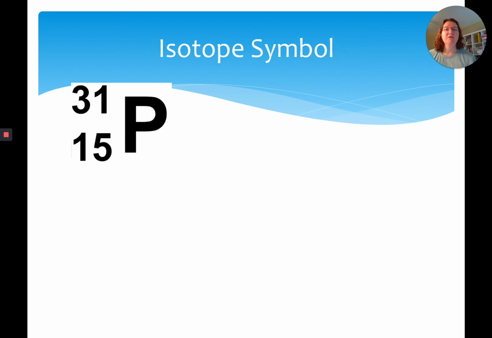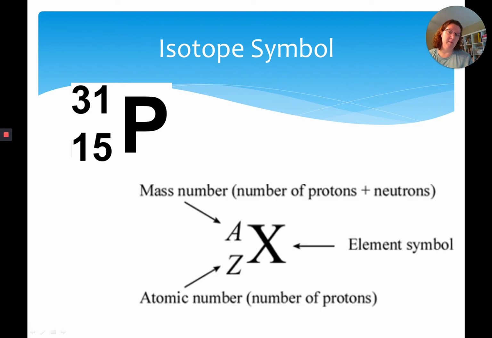Okay, so this is what we would write this as. This is what we would call an isotope symbol. P stands for phosphorus, and each one of these parts has a specific meaning. So let me talk about what each one of those means. So the top number in your isotope symbol is going to represent the number of protons and the number of neutrons added together.